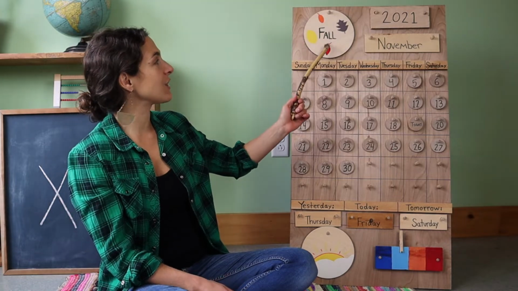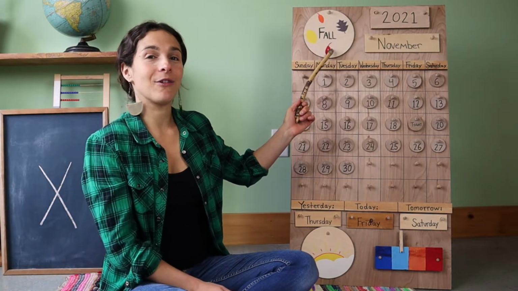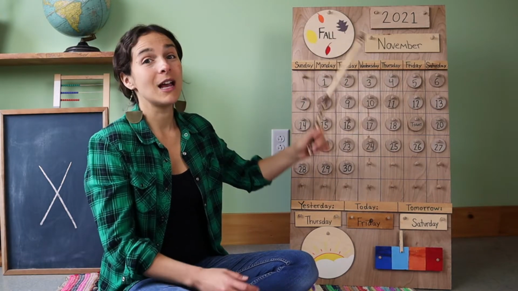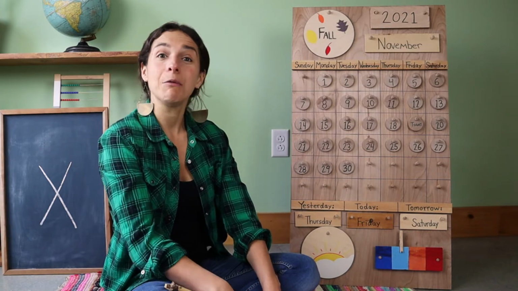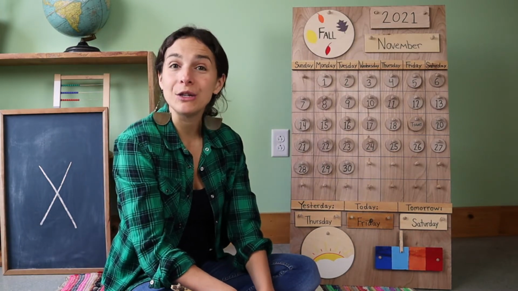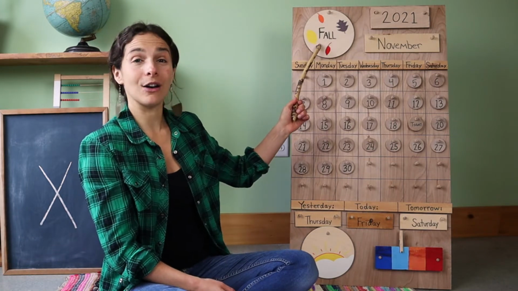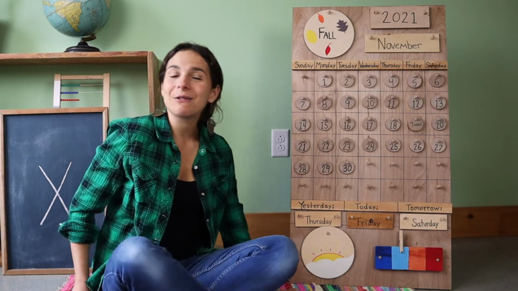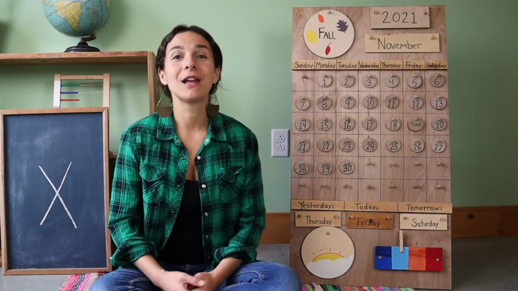Up at the top of the chart, we have the season. What is the season right now, friends? Fall, you're right. But in almost a month, we will say goodbye to the fall and we will say hello to a new season called winter. But for now, it's still autumn. Let's go back down to the bottom of the chart. We'll sing the weather song together before we share what we see outside of the window.